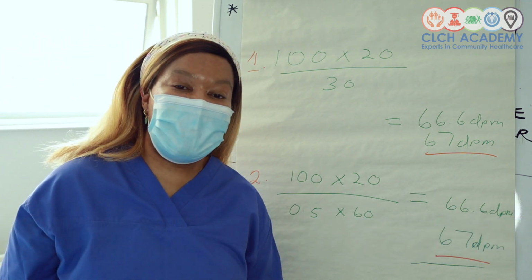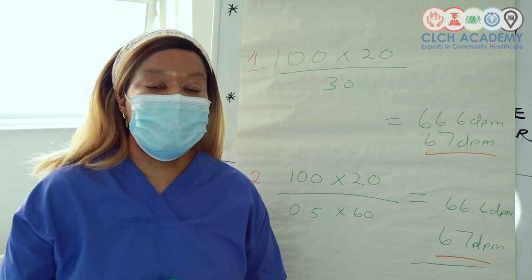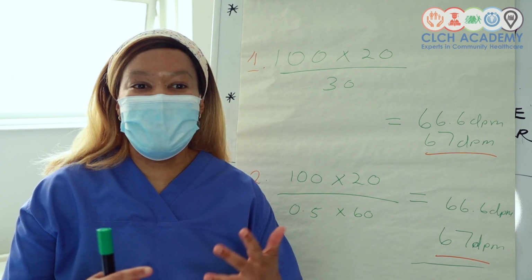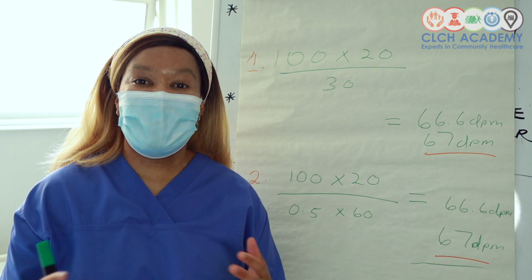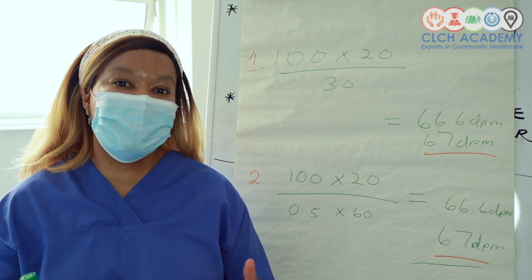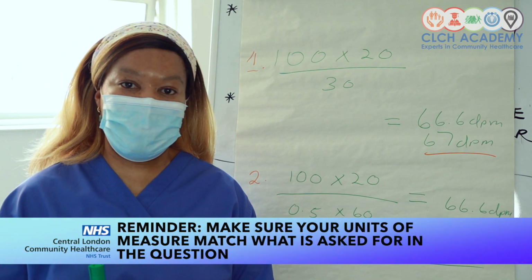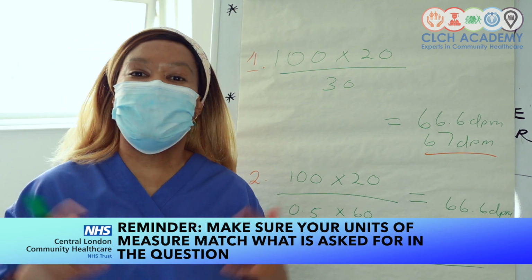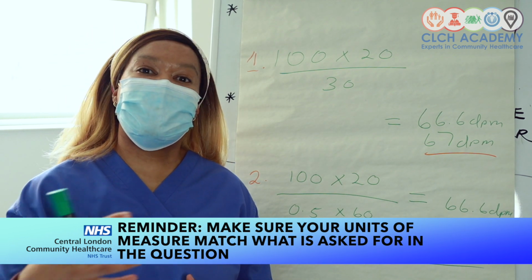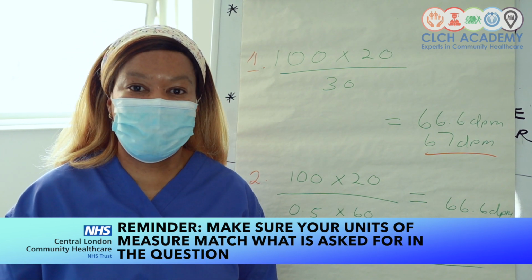That brings us to the end of this calculation session. However, little notes for your test. Always make sure you've got the correct unit of measure at the end of the test. So if your question is asking you for milligrams, then make sure you've got your answer and the milligram unit behind that. If it's asking you for mils, make sure you've written 100 mils as the answer. If it's asking you for drops per minute, then it is drops per minute as the answer.